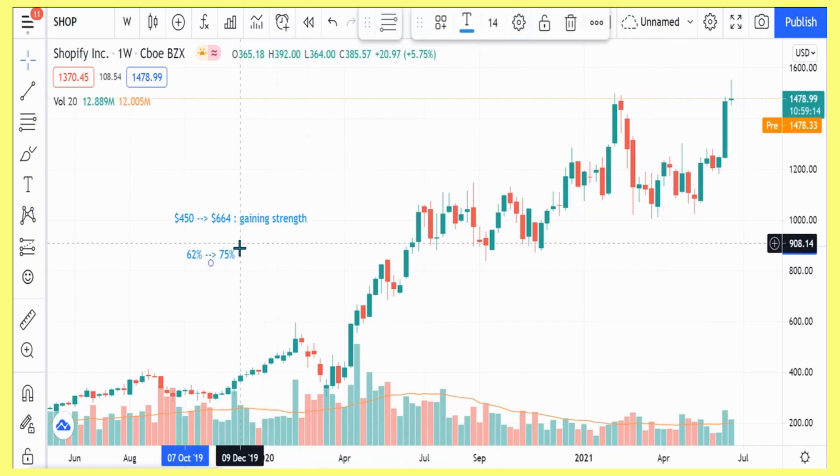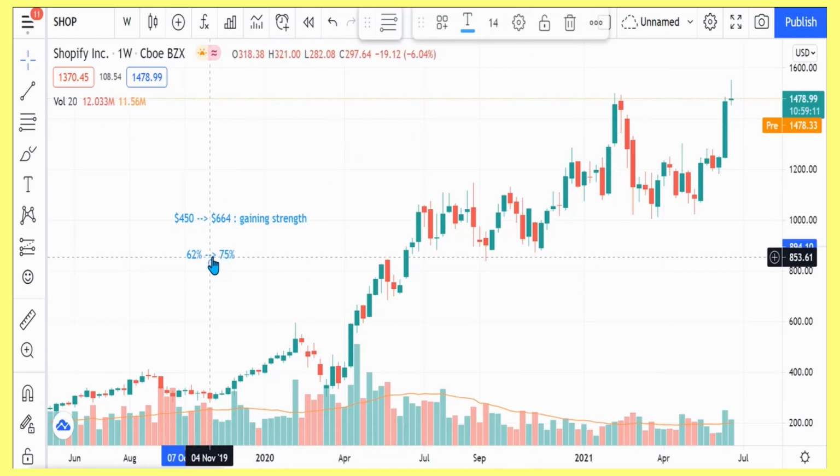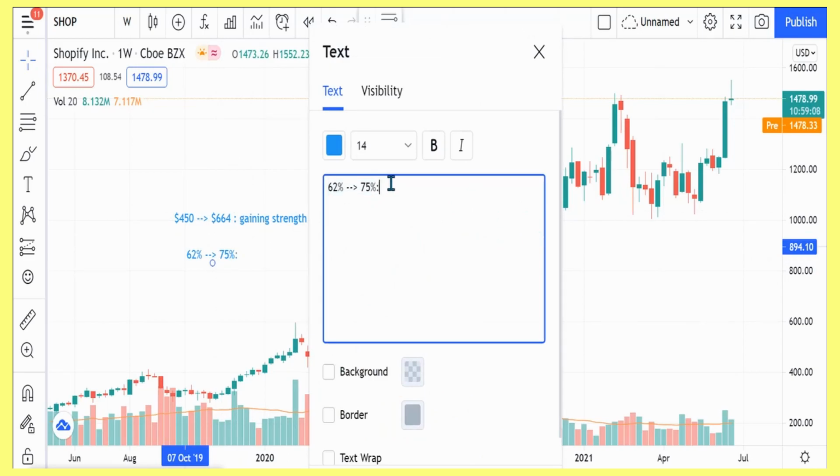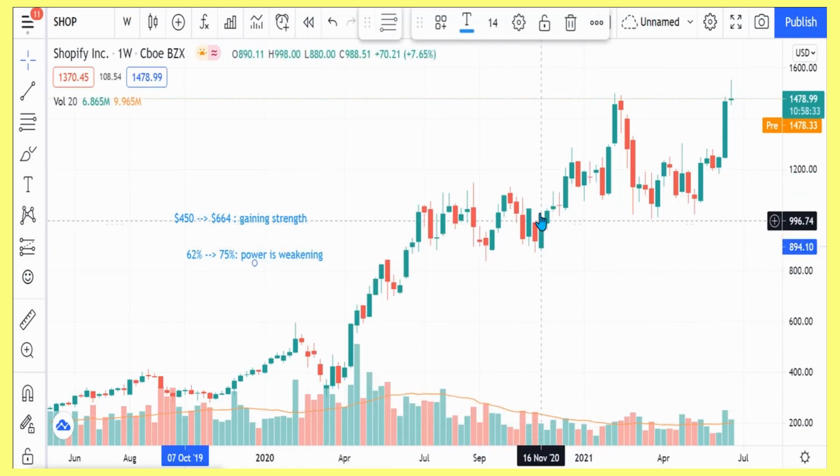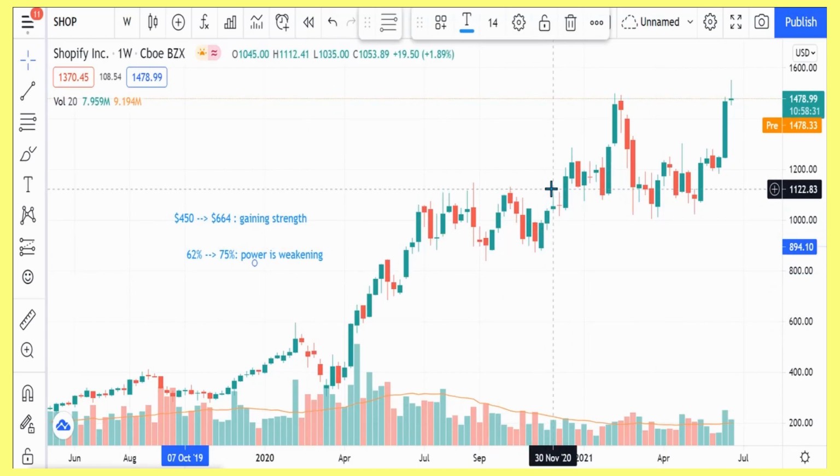Let me go to the note here again. So now we can see that the power is diminishing from 62%. The sell down was 62%, now it becomes larger, 75% sell down. So that means the power of the sellers is stronger, not the buyers. We want the buyers to be more powerful, but now we see the sellers are getting more power. So therefore we say the power is weakening. So those are the two conclusions we can make. Though it has got strength, the power is weakening.